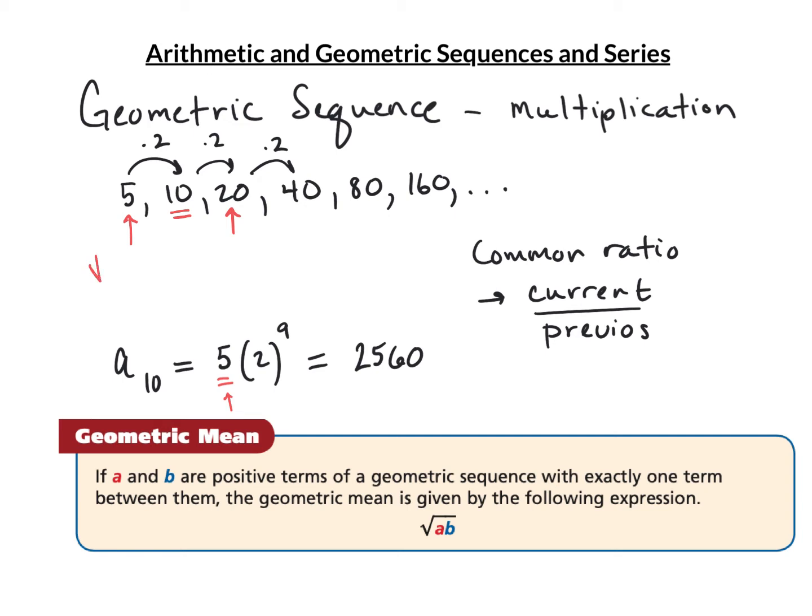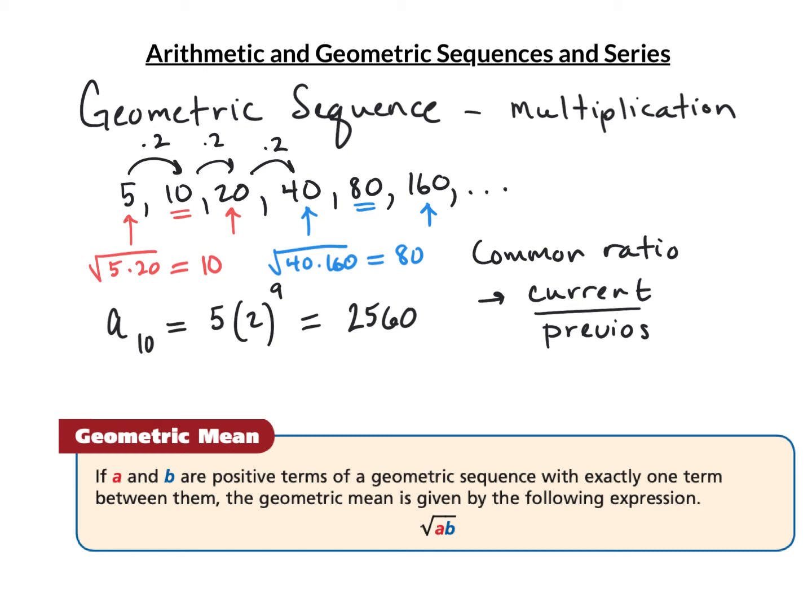The square root of 5 times 20 is going to be equal to 10. If I pick 80, the square root of 40 times 160 will end up being 80.